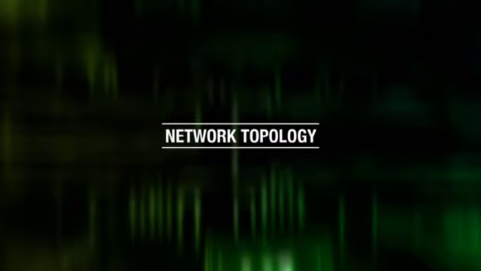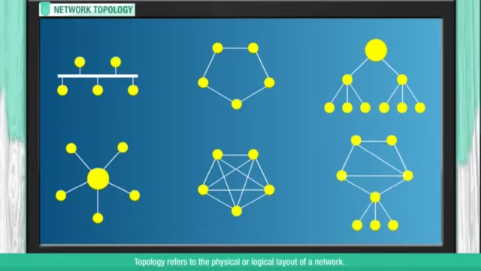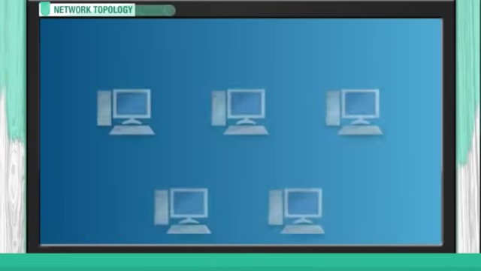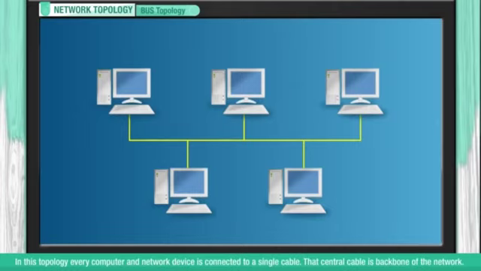Network topology. Topology refers to the physical or logical layout of a network. It defines how different nodes in the network are interconnected with each other and how the data is transferred between these nodes. Bus topology. In this topology, every computer and network device is connected to a single cable. That central cable is the backbone of the network.